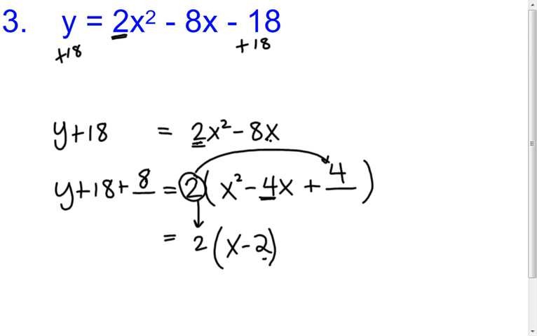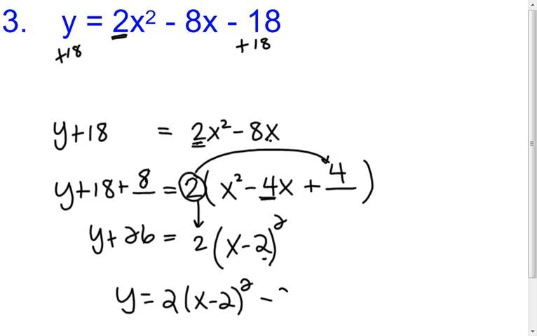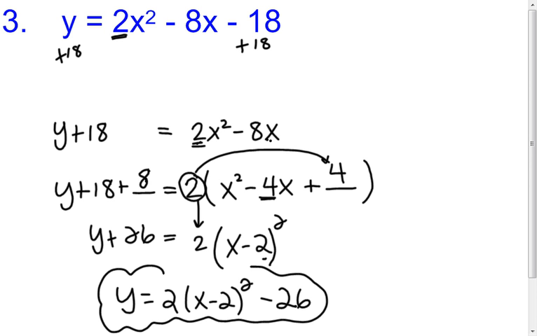So this is squared. And then you have 18 plus 8, which of course is 26. And then when you move that 26 to the other side, you will have this. And it looks like that.